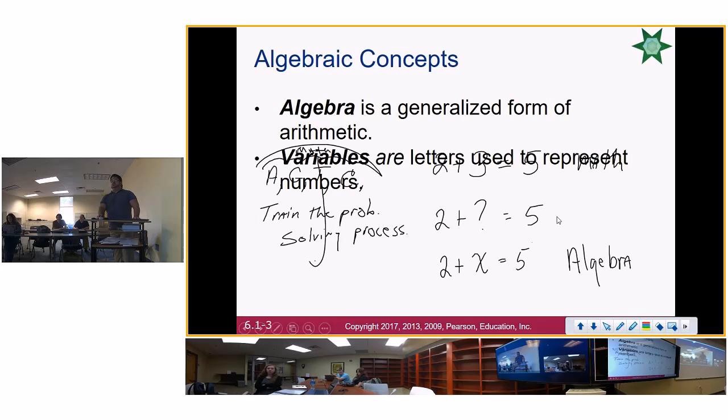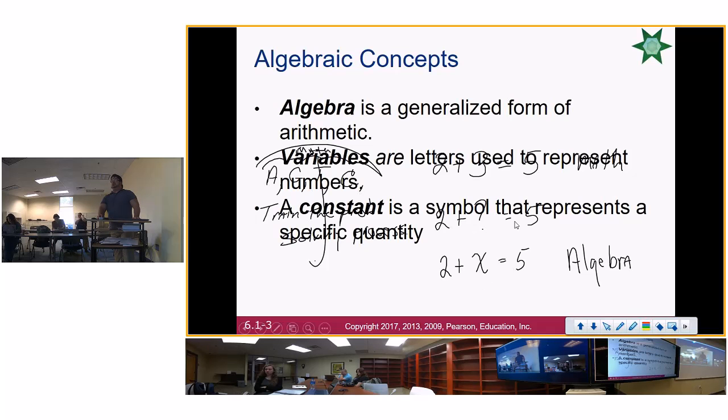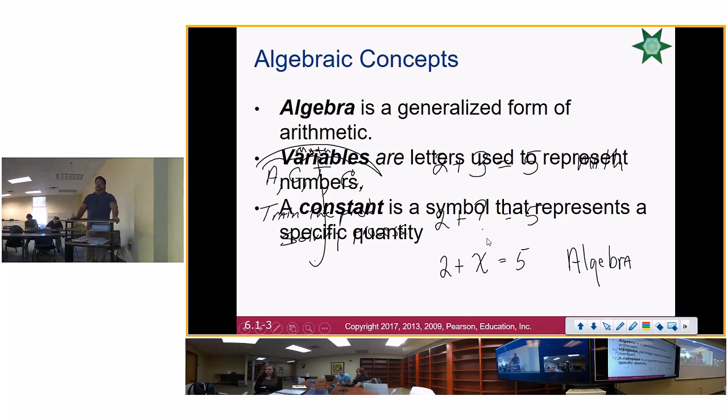Variables are letters. So if you want to have redneck disorder, letters. If you don't want to have redneck disorder, they're called variables. And that's the X right there. A constant is a number. So just put number. Now, some people say a constant is a variable like pi. A constant sometimes can be referred to as a symbol or a variable that represents a constant number. Pi is a good example of a constant.